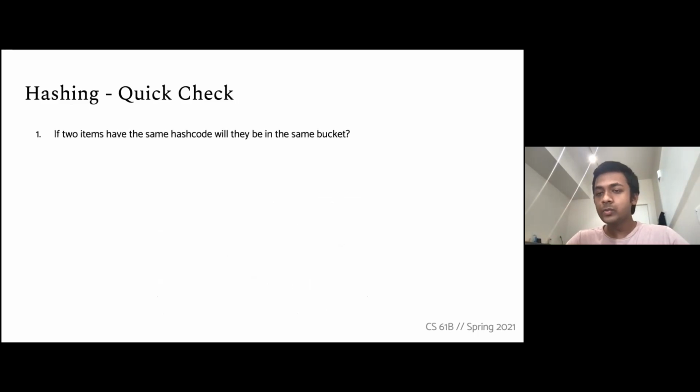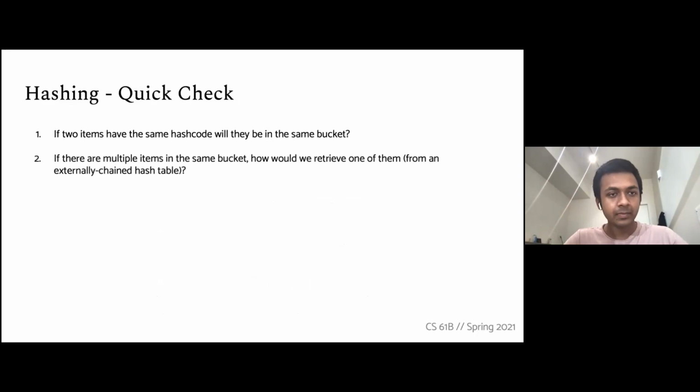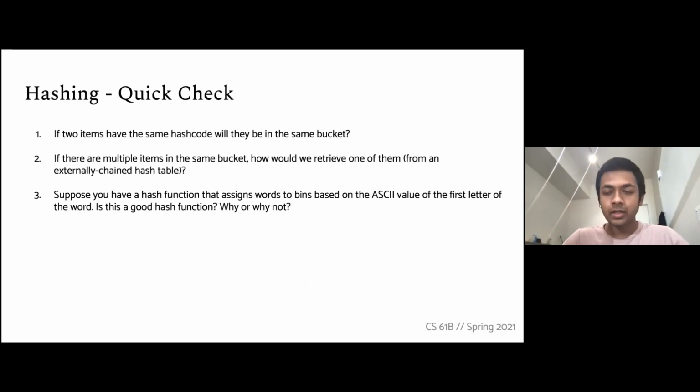Okay, we're going to do some quick checks to make sure that everybody's comfortable so far. And if there are any questions, please ask them. So let's take a minute to think on these questions and then we'll discuss them together. If two items have the same hash code, will they be in the same bucket? If there are multiple items in the same bucket, how would we retrieve one of them? We'll do the third one separately because that's a bit bigger. So for the first two questions, any ideas? Just drop them in the chat.